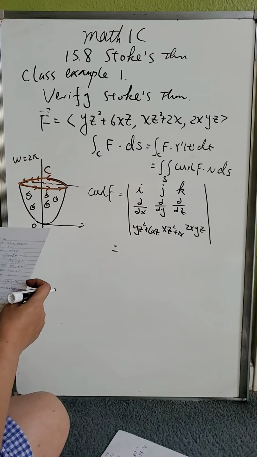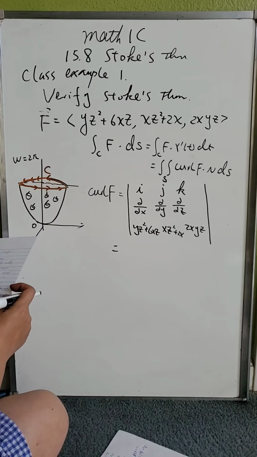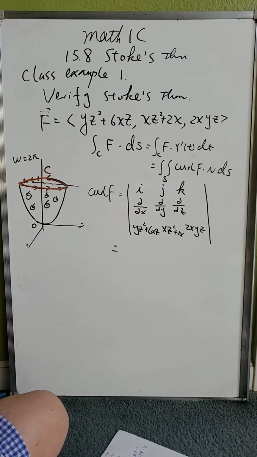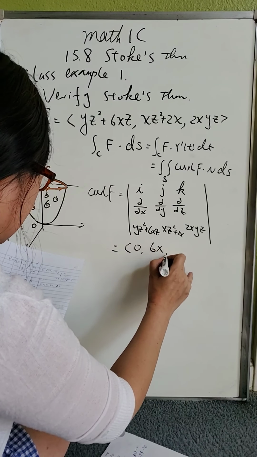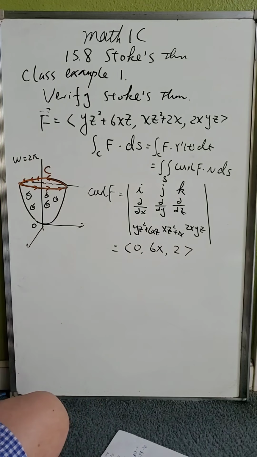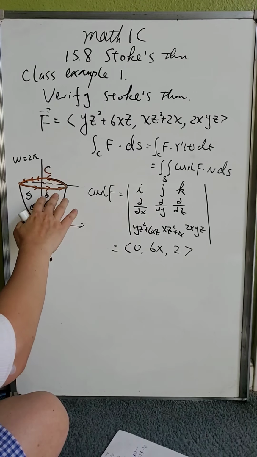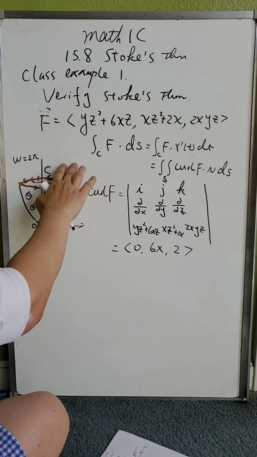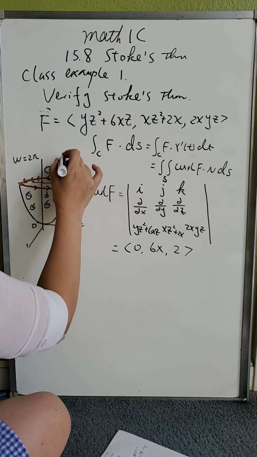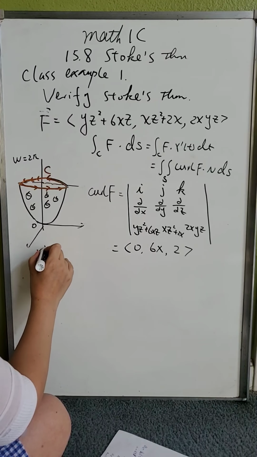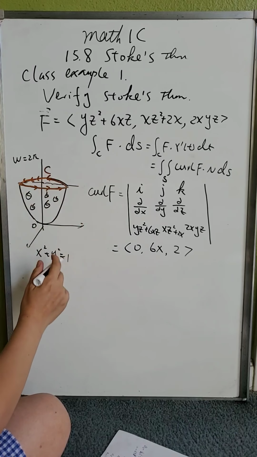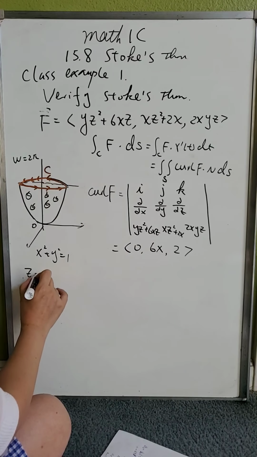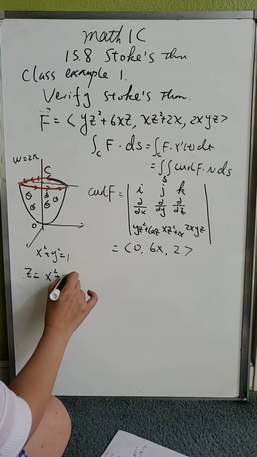So when I actually get my curl, it equals 0, 6x, and then 2. That's what I get. Now, because I erased the surface function, they didn't give us, it was x squared plus y squared equal to 1, right? So the g they gave us is equal to x squared plus y squared.